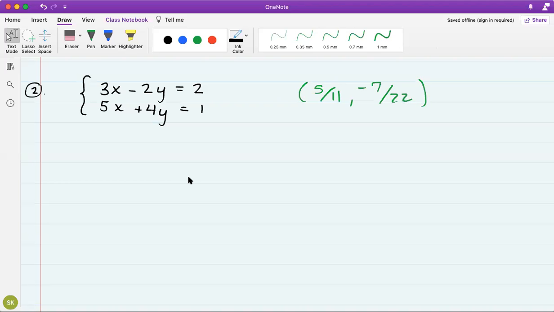Okay, so here's the system: 3x minus 2y is 2 and 5x plus 4y is 1. To double check this answer, I'm going to plug this in for x and this in for y. Because these are fractions and it would eat a lot of time for me to calculate this by hand, I'm going to plug them into a graphing calculator. So I'm going to switch over to my graphing calculator.